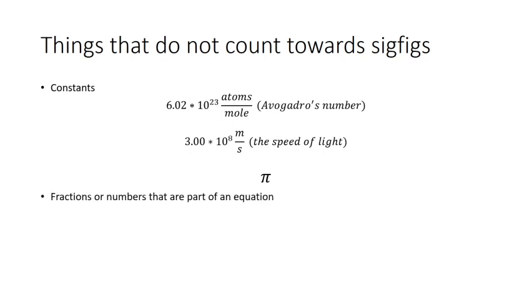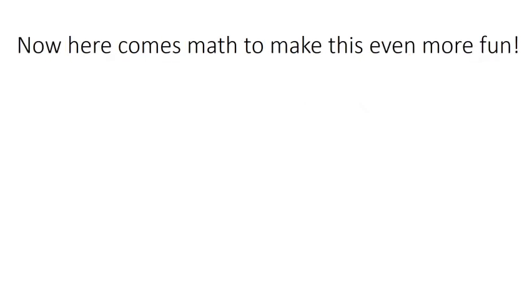Another thing, fractions or numbers that are part of an equation, like k equals 1/2 mv squared, right? Kinetic energy, 1/2 mv squared. That 1/2 does not count towards significant digits for calculations. The circumference of a circle, 2 pi r, right? That 2, not counting towards significant digits. And why am I saying this? Why is this all important? Because now we're about to do math, and we're going to pay attention to significant digits while we do it.